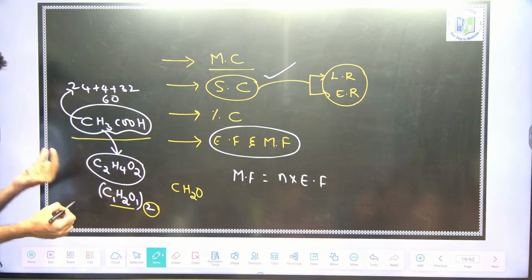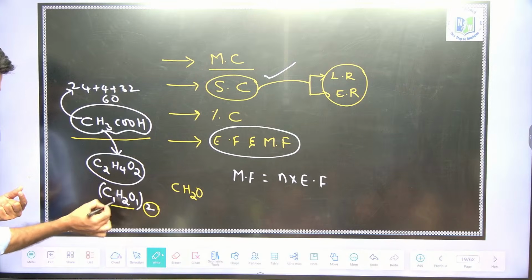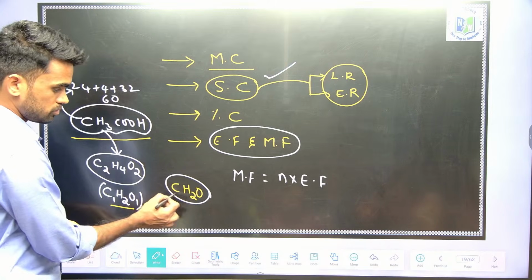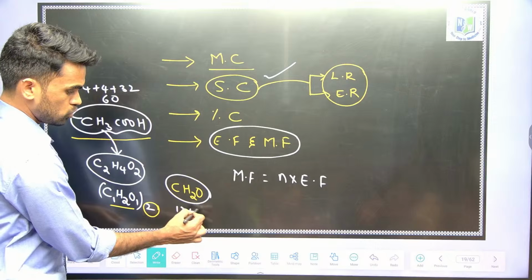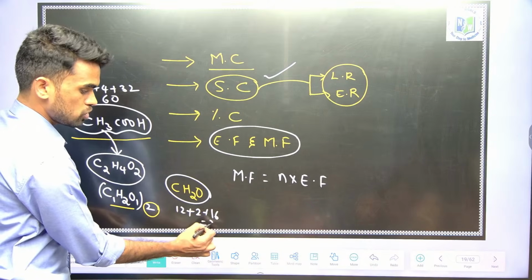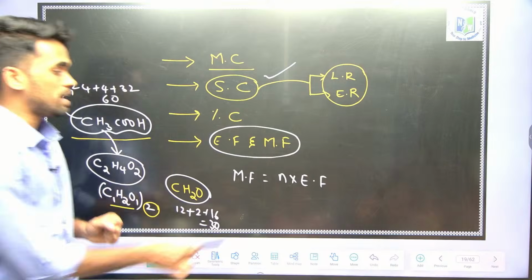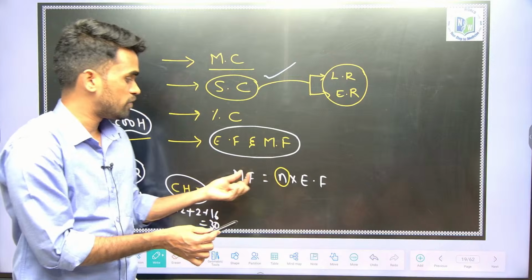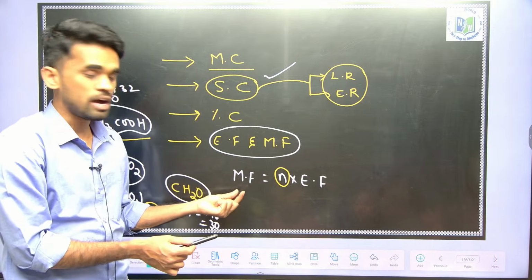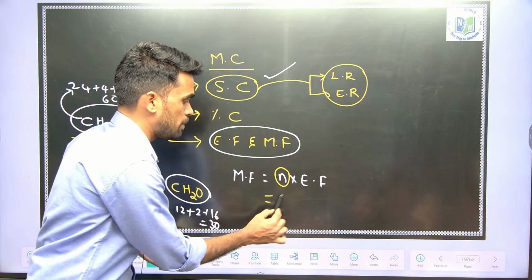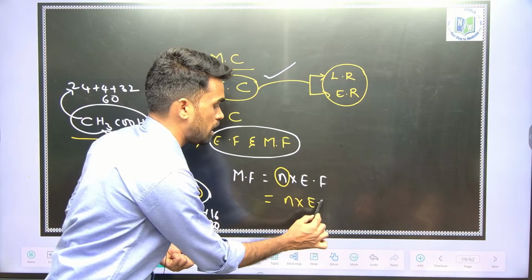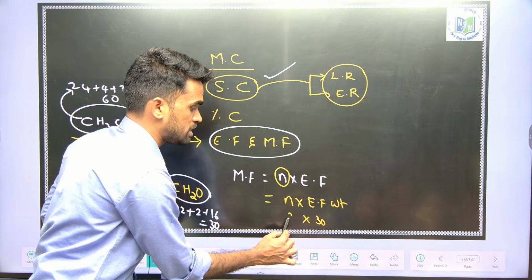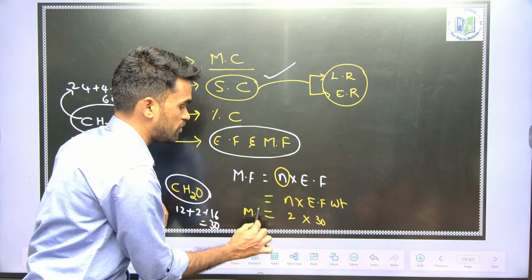Now what is the empirical formula weight? The empirical formula is CH2O. What is its empirical formula weight? 12 plus 2 plus 16. So you got 30. Okay, so now you can get your N value, or you can get your molecular formula weight by multiplying N into empirical formula weight. Empirical formula weight is 30, and the N value we got is 2. So you got the molecular formula weight from this.